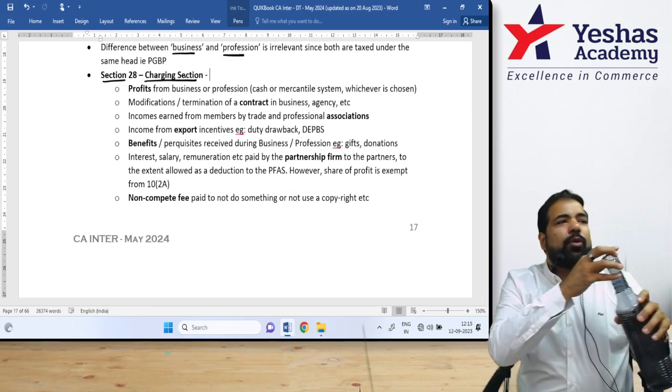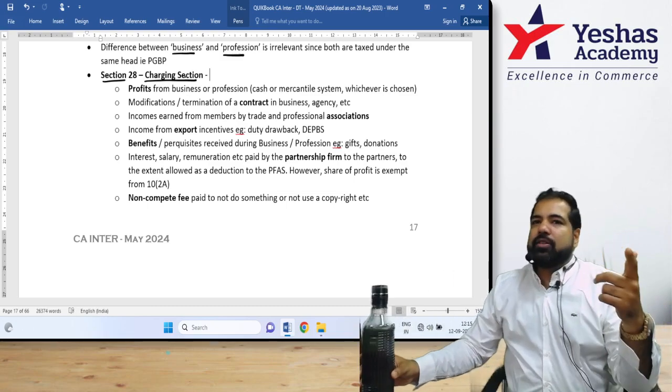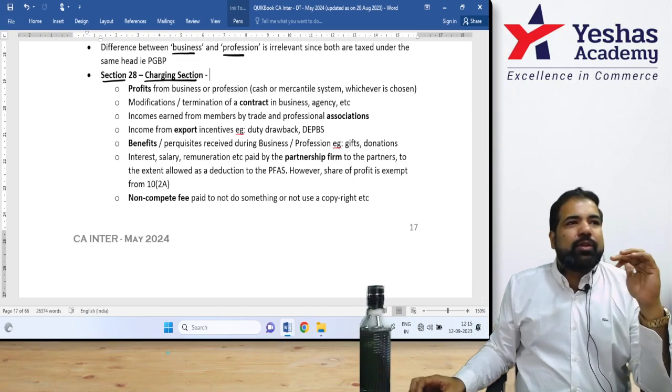Guys, when you sell your stock, but I don't want to sell my stock. I want to convert it into an asset. Even that will be considered where, guys? PGBP. Incomes like these will go under PGBP.